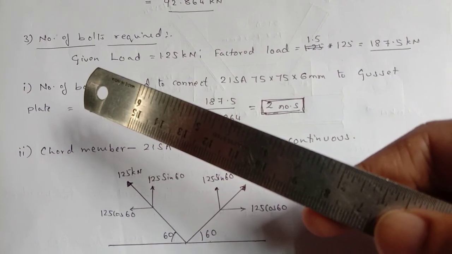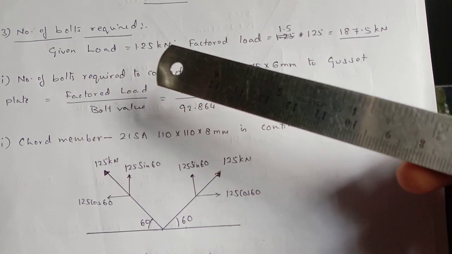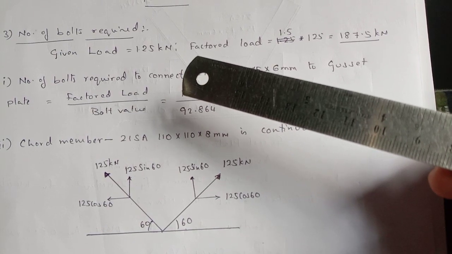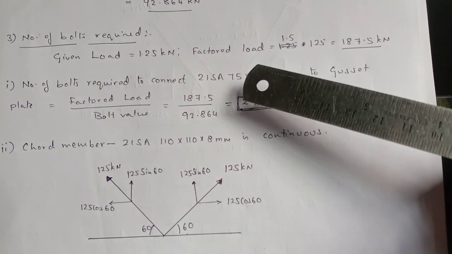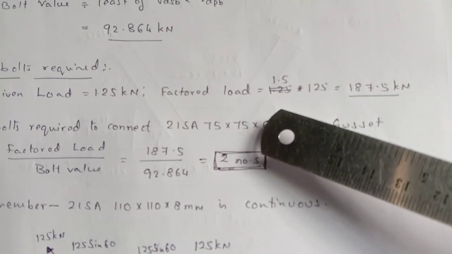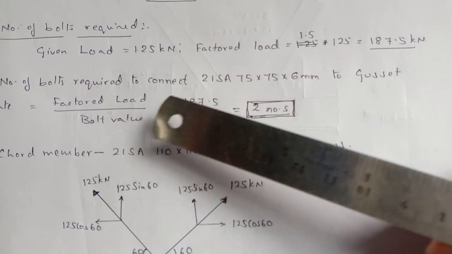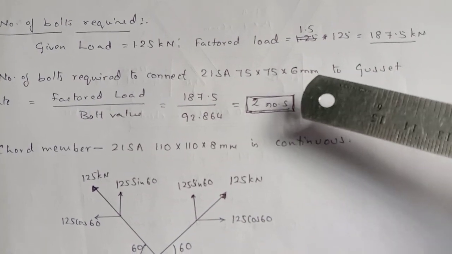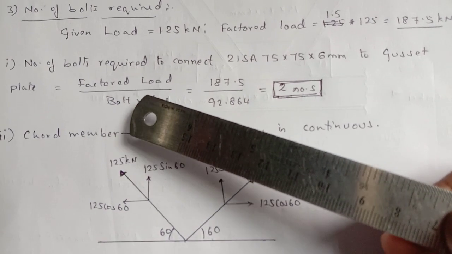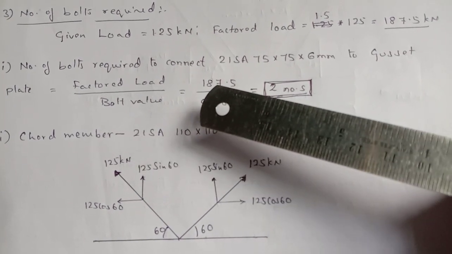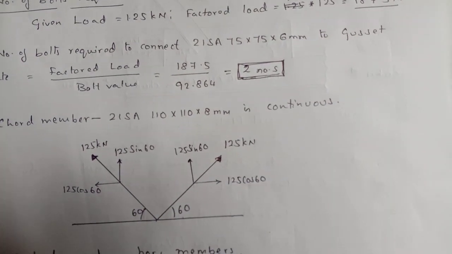So now let us calculate number of bolts required. The given load is 125 kilonewton acting at the equal angles. The factored load is to be considered always for the design. So factored load is 1.5 into 125, 187.5 kilonewton. So number of bolts required to connect two ISA 75 by 75 by 6 mm to the gusset plate is equal to factored load divided by bolt value, that is 187.5 by 92.864, works out to be two numbers.